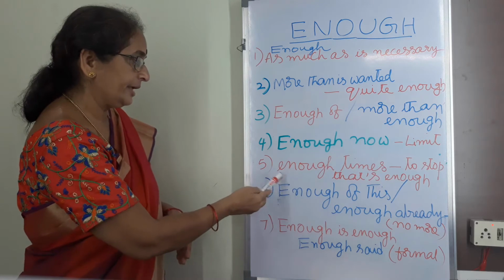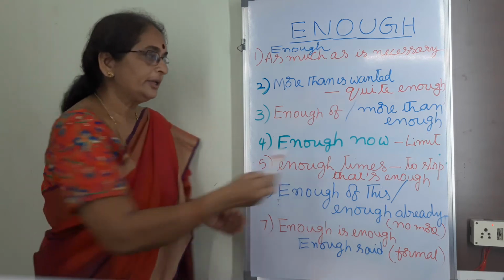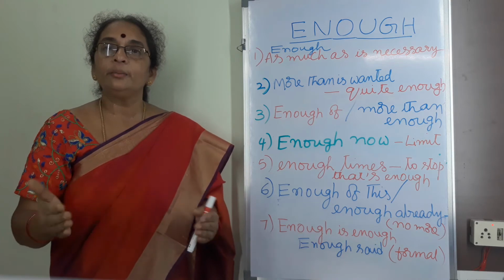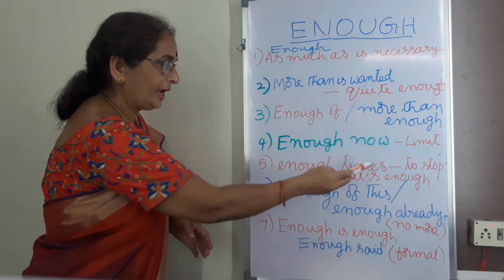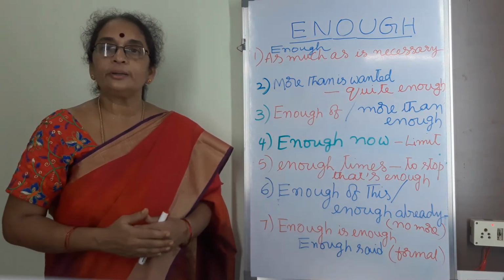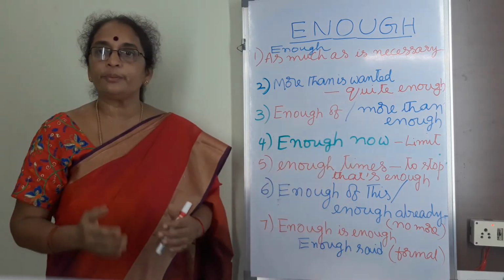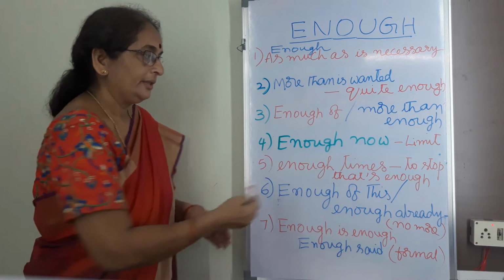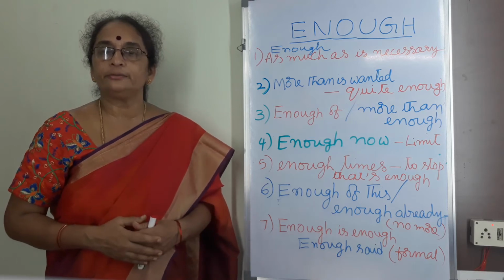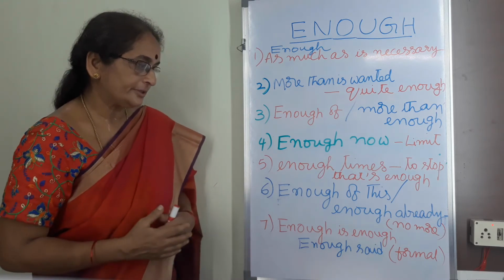Coming to the next thing, enough times, that's enough. That means you want the other person to stop. You don't want a particular thing anymore. So, enough times and that's enough, these two usages are similar. Suppose the boys are practicing the game a number of times, you can say, you have played enough times, you stop now. That's enough, you stop now. Because you have had enough practice for today. So, you stop.